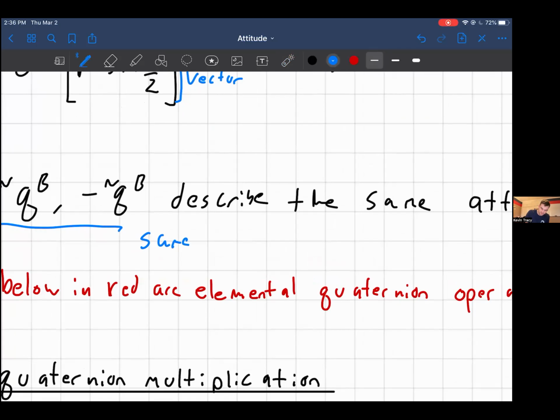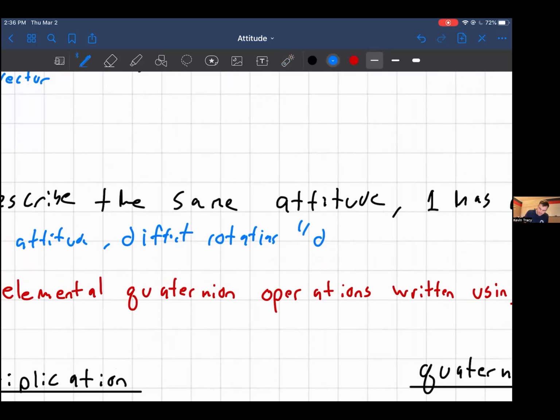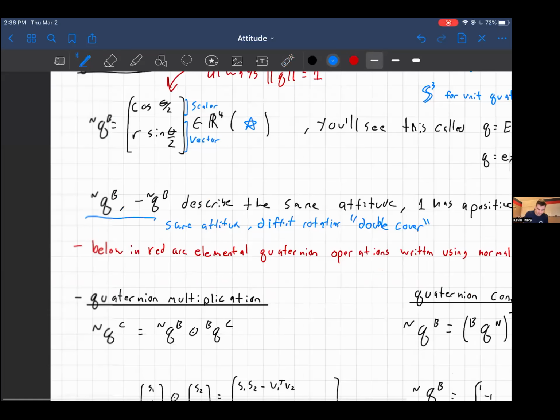Okay. Same attitude, different rotations. And then you'll see this called everywhere the double cover. And they call it the double cover because basically the space of unit quaternions, S3, covers the space of rotations twice. That's where we get the double cover.